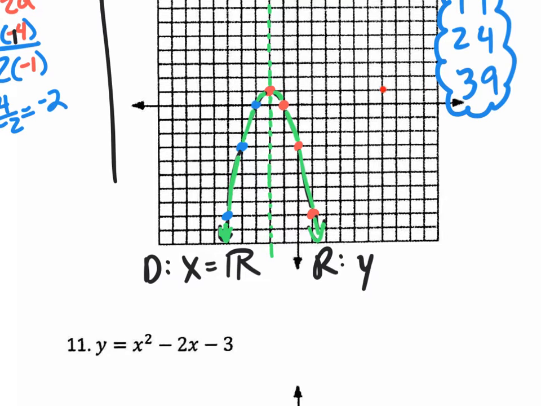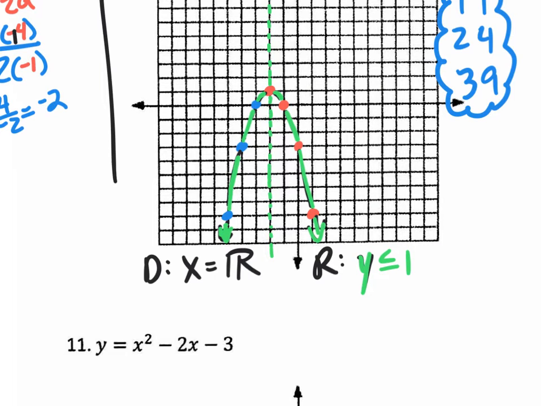The value of Y. Remember, here's the Y value of 0. This is a Y value of 1. And we said it's below 1. So how do we say that it's at 1 and below 1 in terms of an inequality? We say Y is less than or equal to 1. And that describes our range.